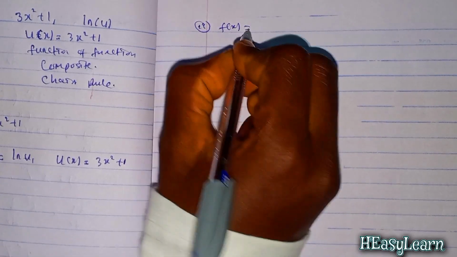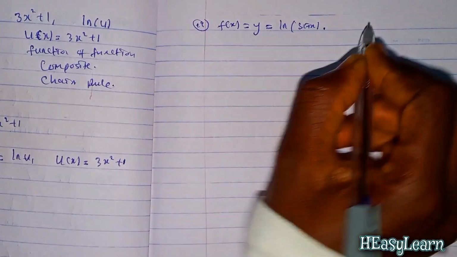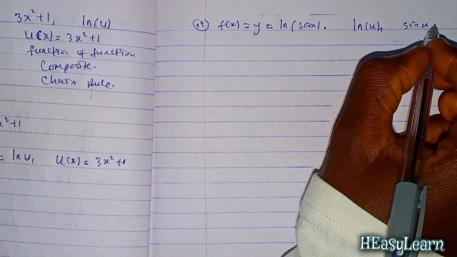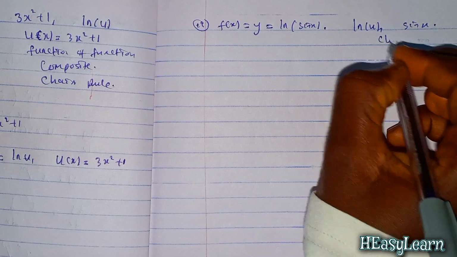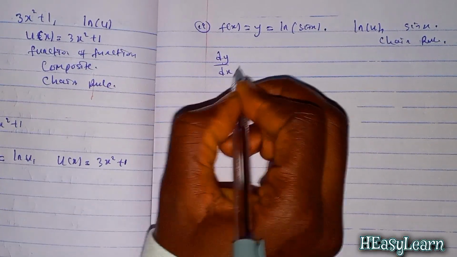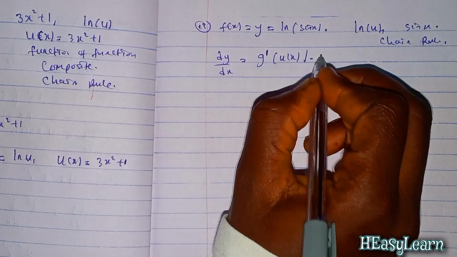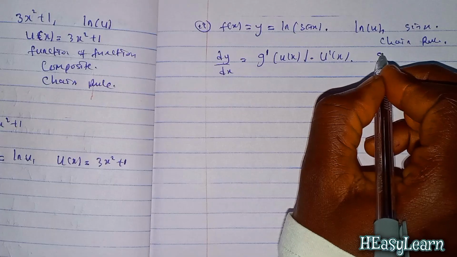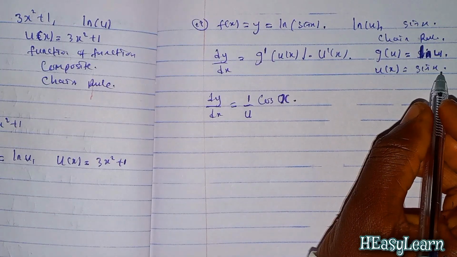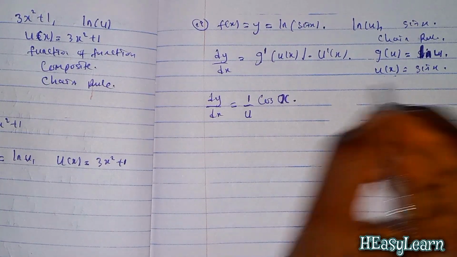Let f of x, the same thing as y, equal ln of sine x. Of course, ln of u and another trigonometric function. This is a function of a function. In this case, a composite function, we are going to use the chain rule technique. So dy/dx of this function is of the form g prime of u of x multiplied by the derivative of u, where g of u is ln u and u is sine x. So the derivative of ln u is 1 over u, then the derivative of sine x is cos x.